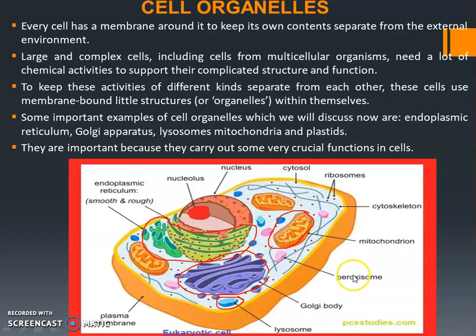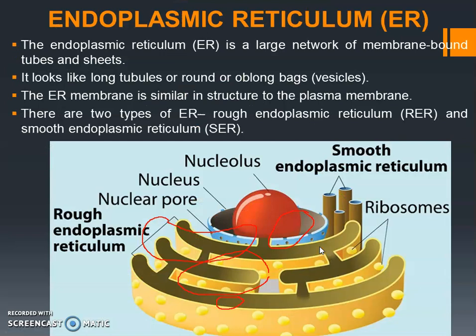Now, let us learn about each one of the organelles in detail. So, first let us learn about the endoplasmic reticulum. So, what is this? It is the endoplasmic reticulum and in short form it is written as ER. Okay, so the endoplasmic reticulum is a large network of membrane-bound tubes and sheets. It is in the form of tubes and sheets.